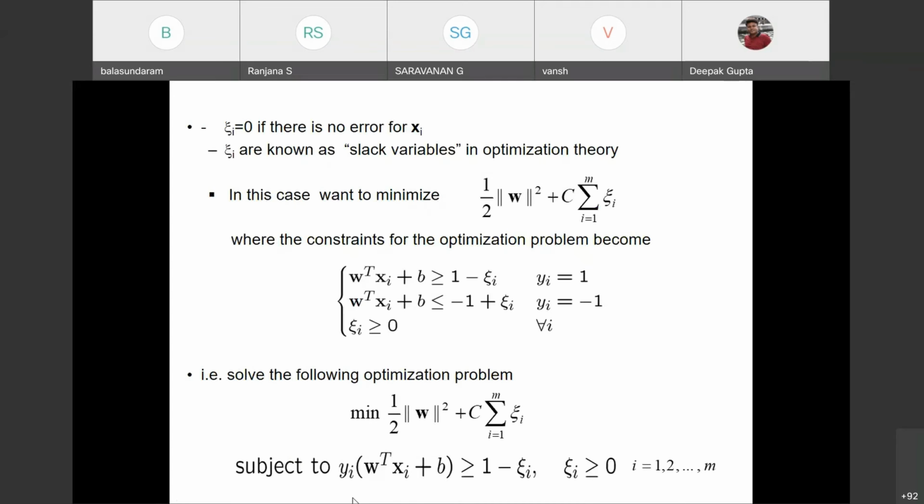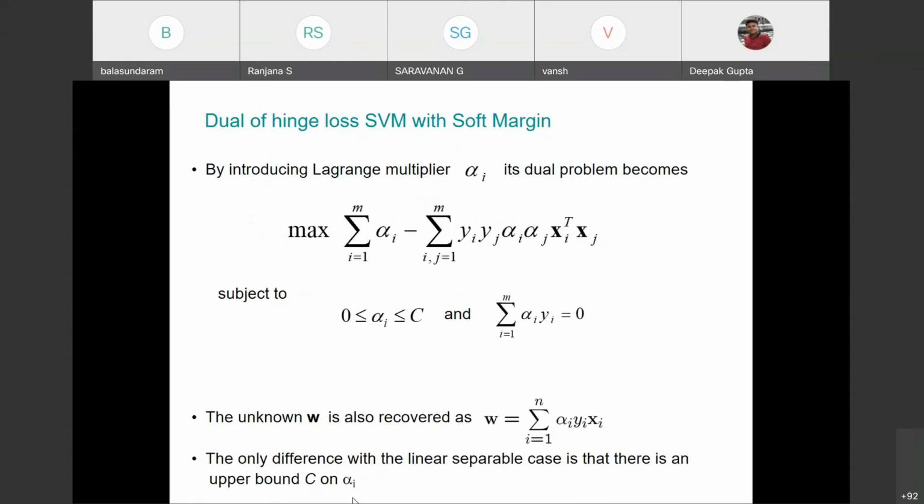How do you solve this? You solve it by going to the dual, as explained previously. The problem becomes: maximize the summation of alpha i minus the summation of y i y j alpha i alpha j x i transpose x j. The objective function is exactly the same as in the previous case. What is the change then? The constraints. Previously we had only alpha i greater than or equal to 0 and summation of alpha i y i equal to 0. But now we have another constraint, alpha i less than or equal to C.